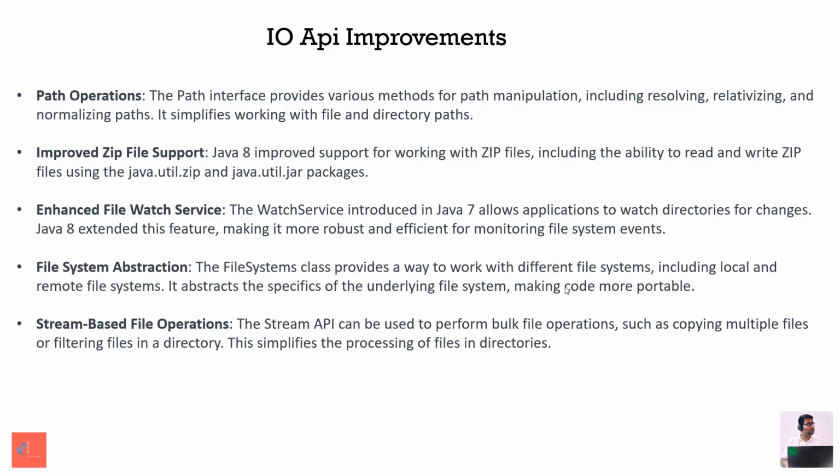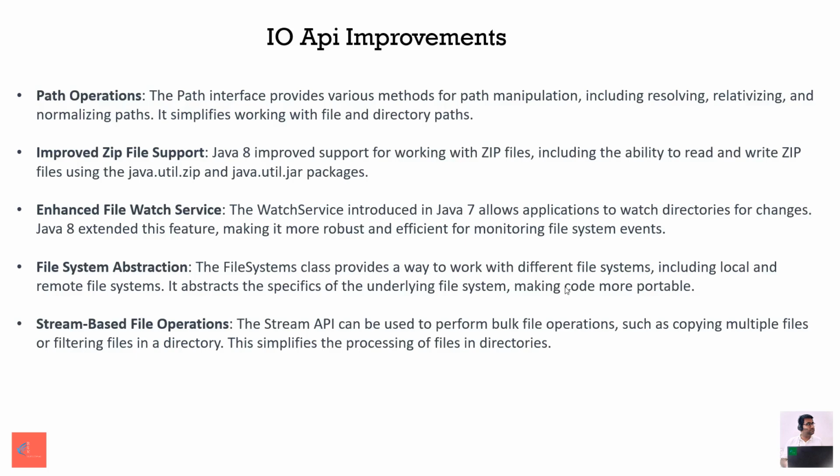The Path interface provides various methods for path manipulation, including resolving, relativizing, and normalizing paths. It simplifies working with file and directory paths. Java 8 improved support for working with zip files also, to read and write zip files. The WatchService introduced in Java 7 allows applications to watch directories for changes.